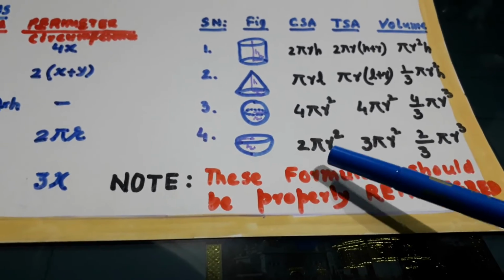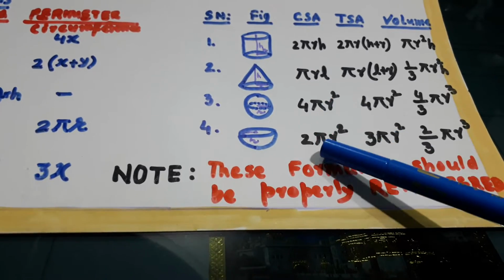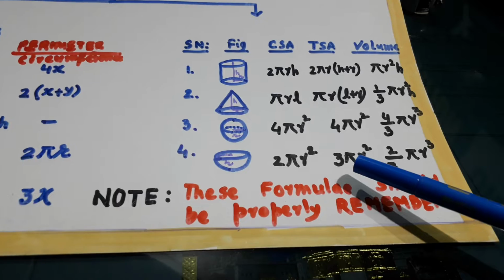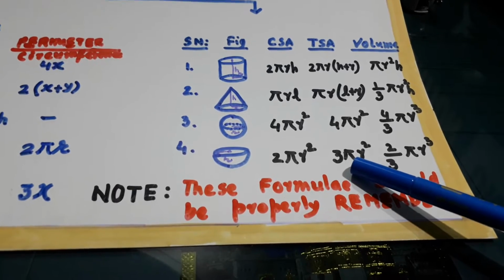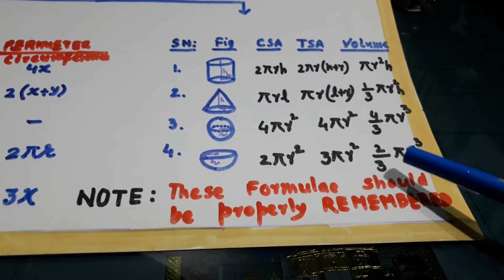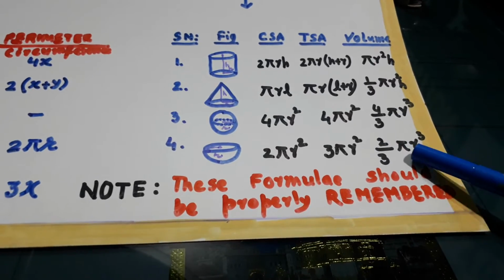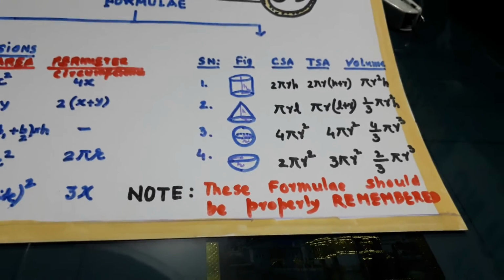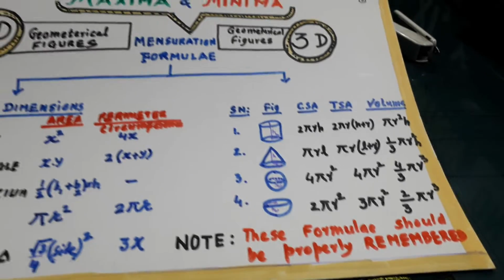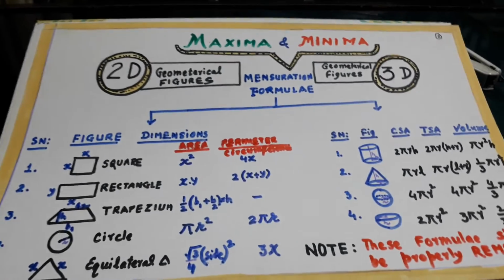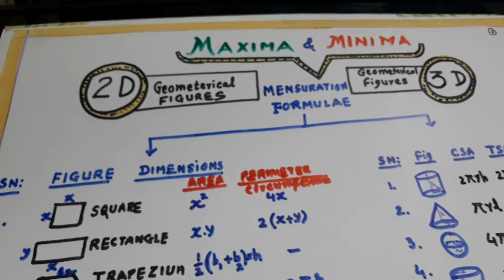Hemisphere, it is half of this. So curved surface area is 2 pi r square. Total surface area is 3 pi r square, and volume is half of this, that is 2 by 3 pi r cube. So these formulas should be properly remembered so that while dealing with the questions you don't face any problem. So let us go further.